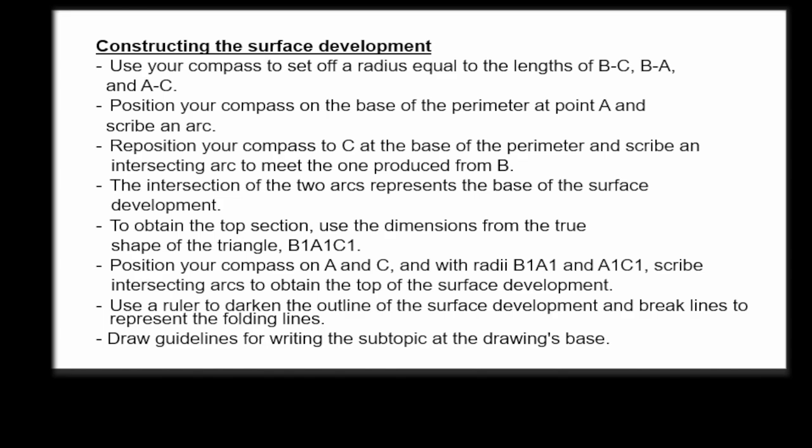To obtain the top section, use the dimensions from the true shape of the triangle B1, A1, C1. Position your compass on A and C, and with radii B1A1 and A1C1, scribe intersecting arcs to obtain the top of the surface development. Use a ruler to darken the outline of the surface development and break lines to represent the folding lines. Draw guidelines for writing the subtopic at the drawing's base.